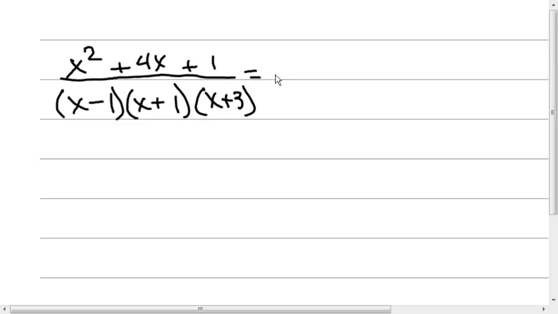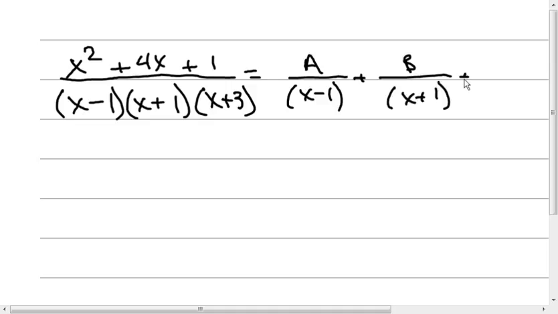So the setup is always going to be, you just take these things and go A divided by x minus 1 plus B divided by x plus 1 plus C divided by x plus 3. That's your basic setup. That's the first thing you're going to do. The next thing we're going to do is multiply through by this denominator.